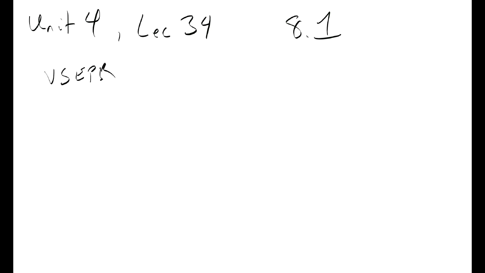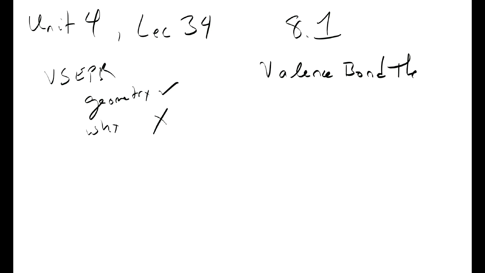It explains geometry, but it doesn't explain why bonds form. Okay? So geometry, yes. Why, no. So an attempt to make up that deficit is what we get here in Section 1 with valence bond theory. Okay? It is trying to explain the why. Why do bonds form? And what it says is fairly simple.